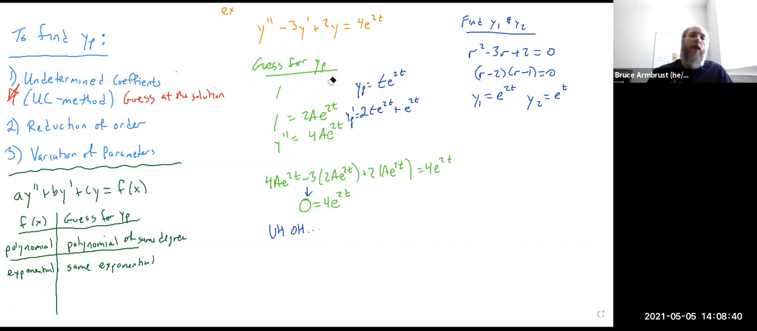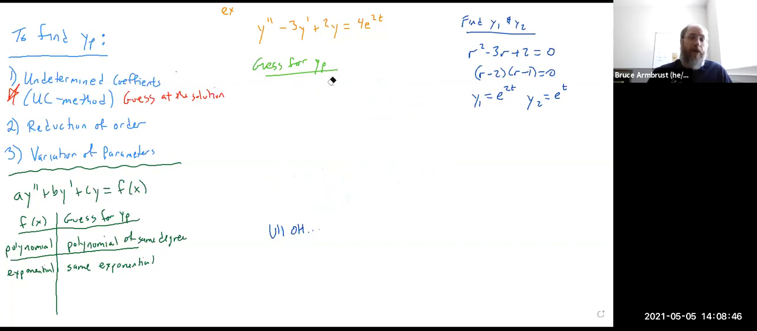Okay, so I'm going to erase all this because that guess of yp did not work. Bradley, yours might work. That's not why I'm erasing it, but I definitely like where you were thinking there. But instead, let's try this. We're going to guess a yp that is u times e to the 2t.